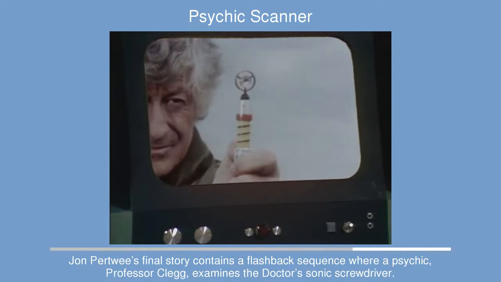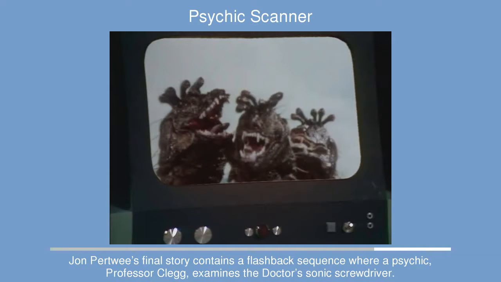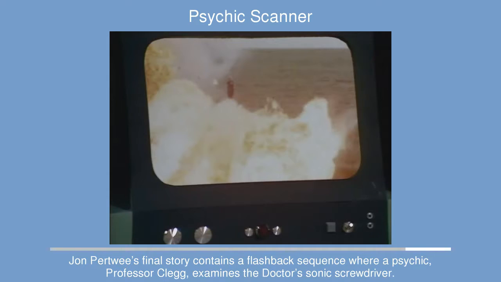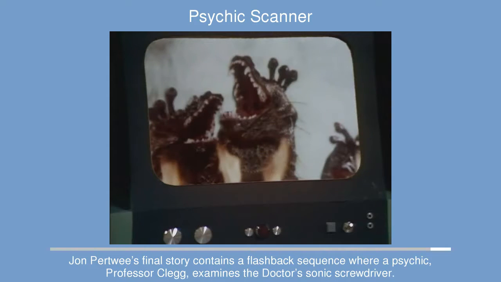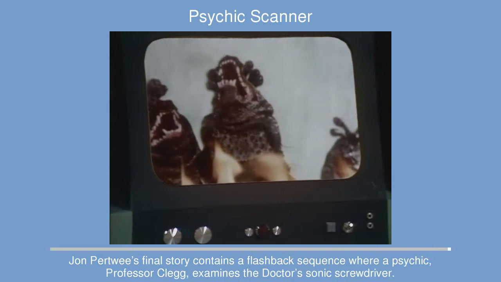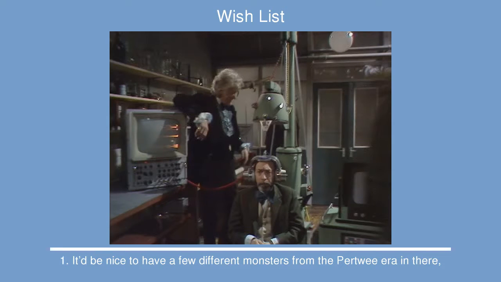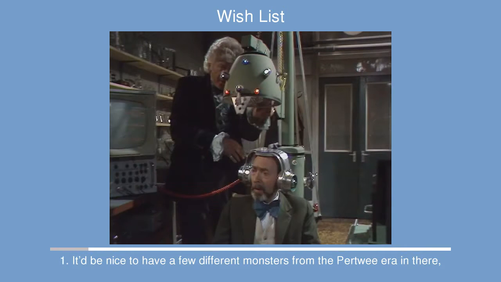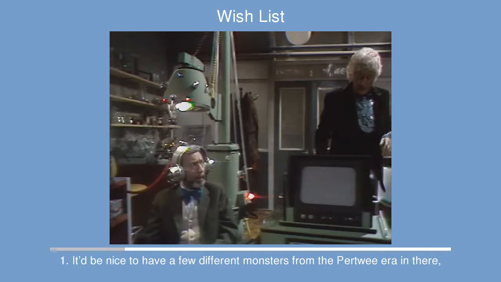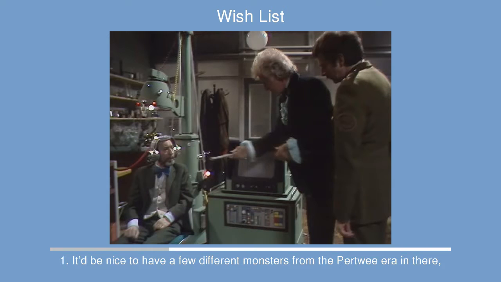So there's a couple of problems here. One is that all of the shots which are shown from this sequence are of the Drashig from the Carnival of Monsters. And it'd be nice just to have a lot more shots of the Drashig in here. No, of course I'm kidding. It'd be nice to actually have some monsters from the John Pertwee era, and not just the Drashig. We'd like to see some Daleks at least, for example.